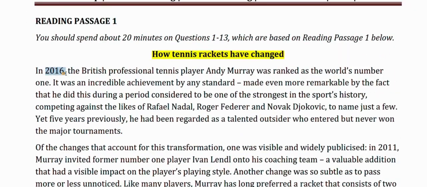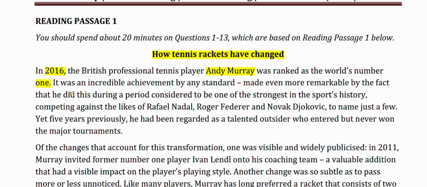Good. 2016, so we know this is our locator, so there will be our answer. The British professional tennis player Andy Murray, this is one of our locator words, was ranked world number one. So in 2016 he was ranked world number one. So do not mark true. Most students will say, okay, Andy Murray number one 2016, true. No, we do not have information about at least 5 years, or people's expectations. We don't know about that right now.